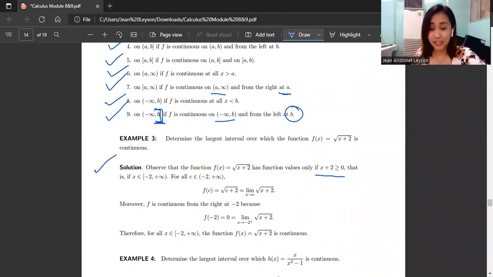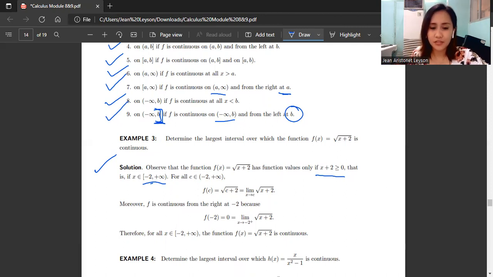Again, for radical functions, the value should not be lesser than 0. It should not be negative because we will be left with imaginary numbers. So for us to have real numbers, we need to make sure the value is 0 up to positive infinity. So that is if x is an element of the set of numbers -2 to positive infinity. -2 is included. So for all values of c, which is an element of -2 to positive infinity.